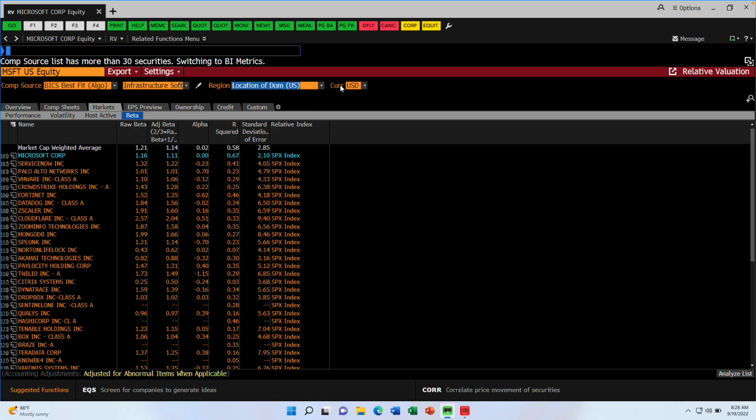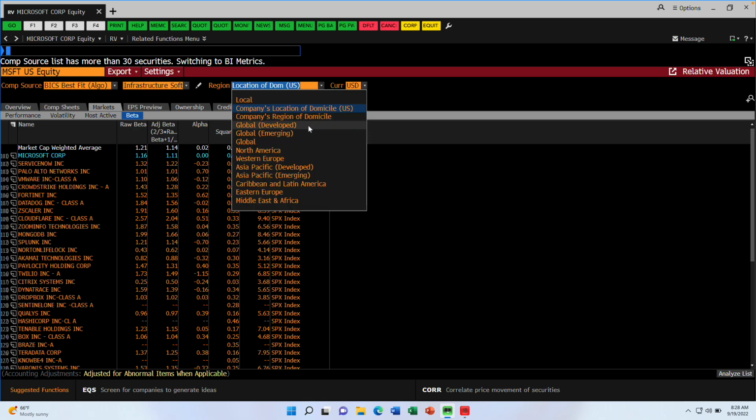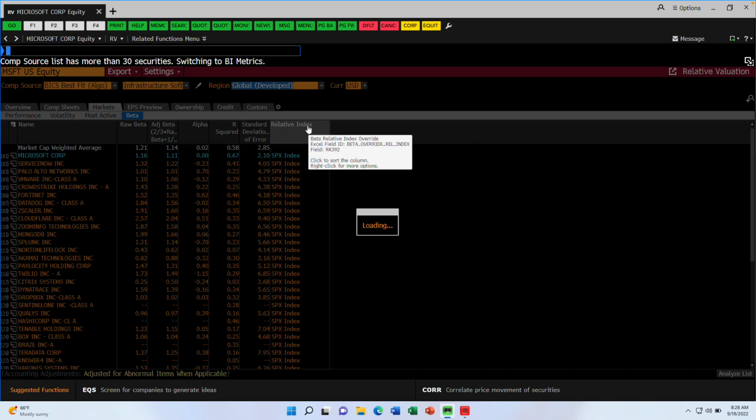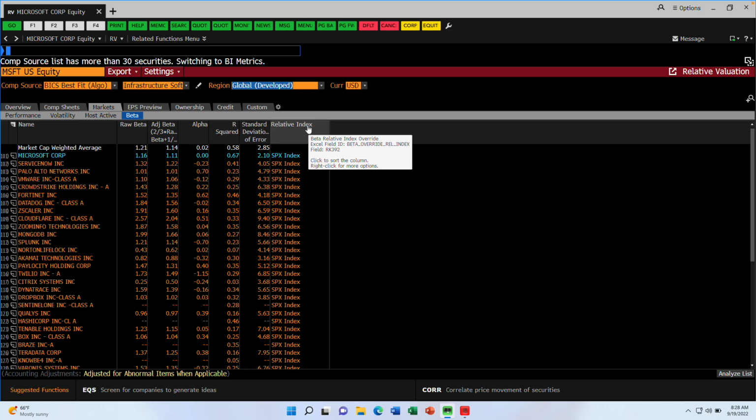That's 1.21, and then global developed industry average still is 1.21. So it looks like the betas don't really change depending on which segment you did.